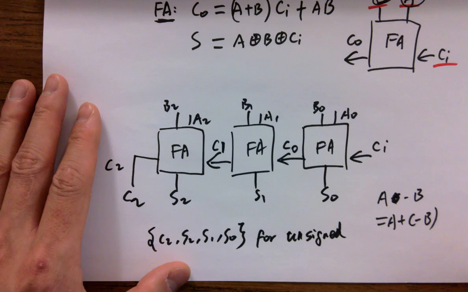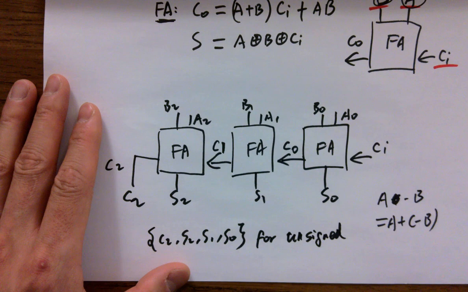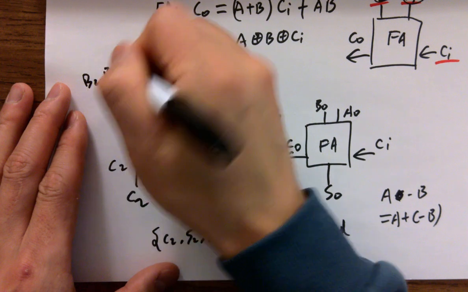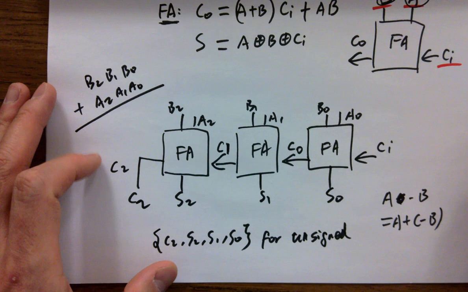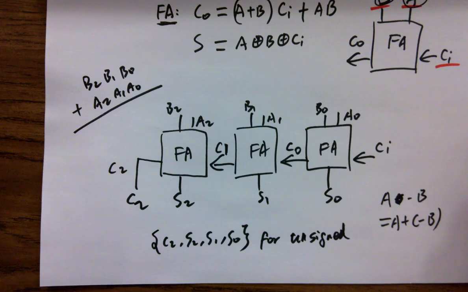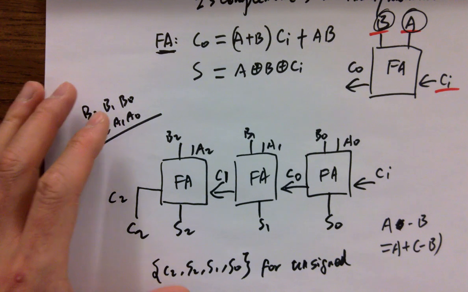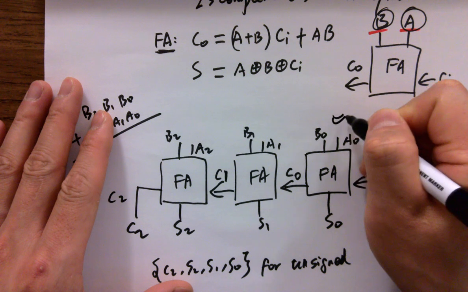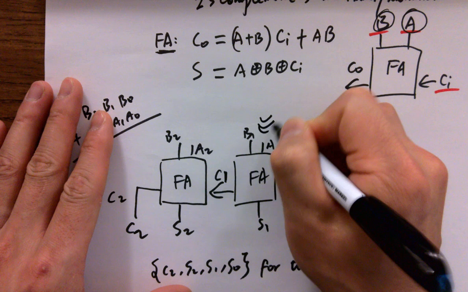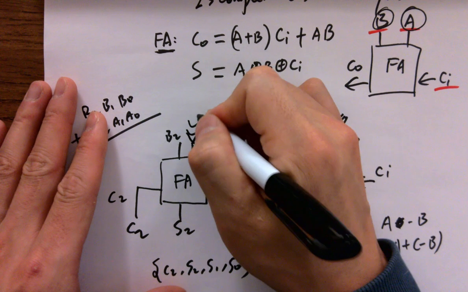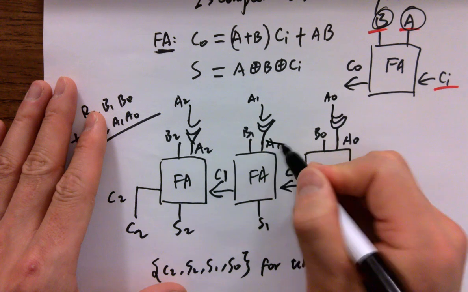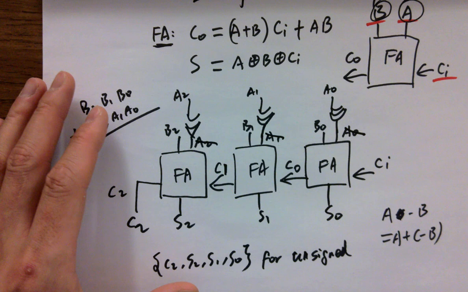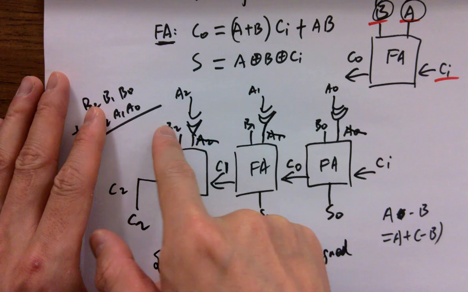Even though I put a B here, now I'm trying to deal with A. It's the same. So for example, B2, B1, B0, add A2, A1, A0, or add a negative A2, A1, A0. So this structure should be able to do both subtraction and addition. The way we do that is we add a little XOR gate here. Instead of directly feeding A's to the FAs, we add one more layer above it.